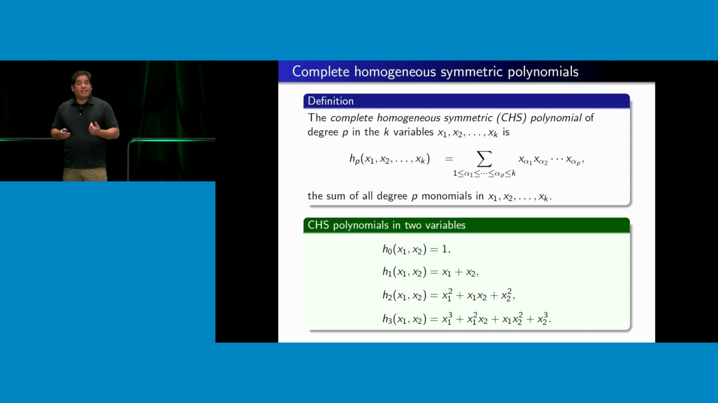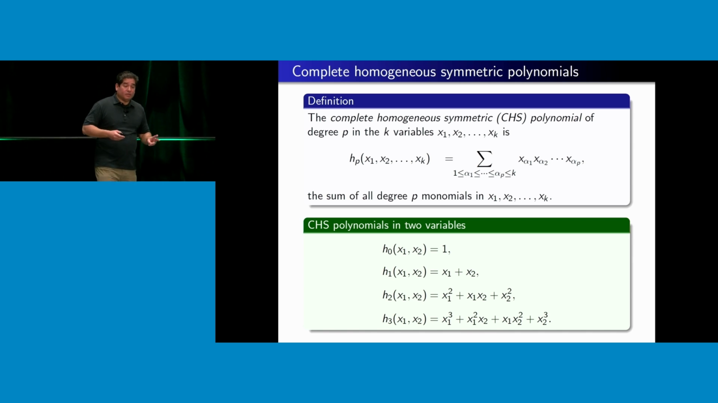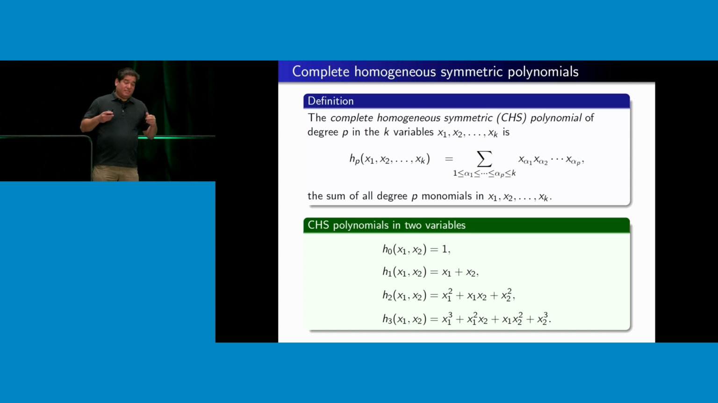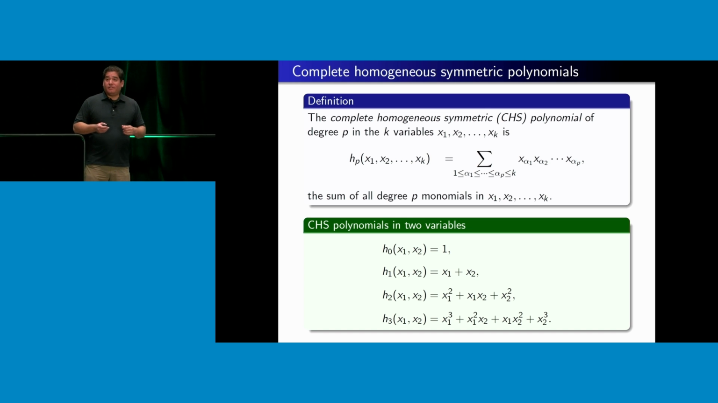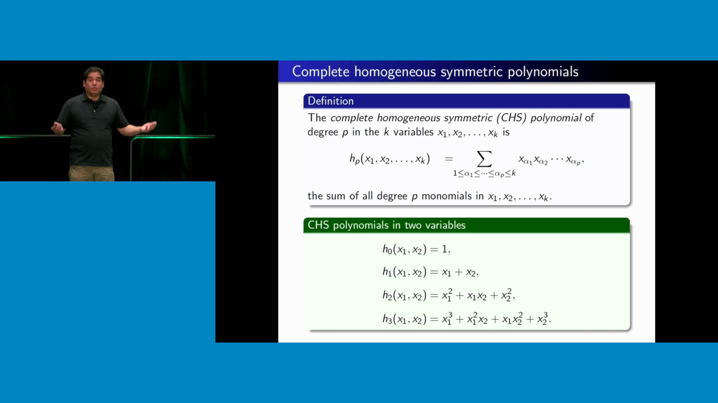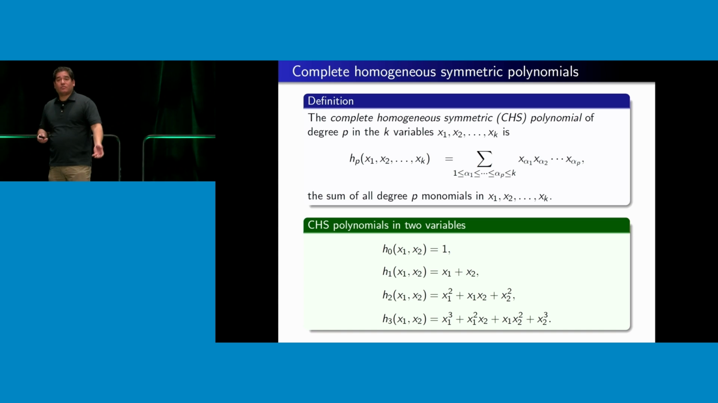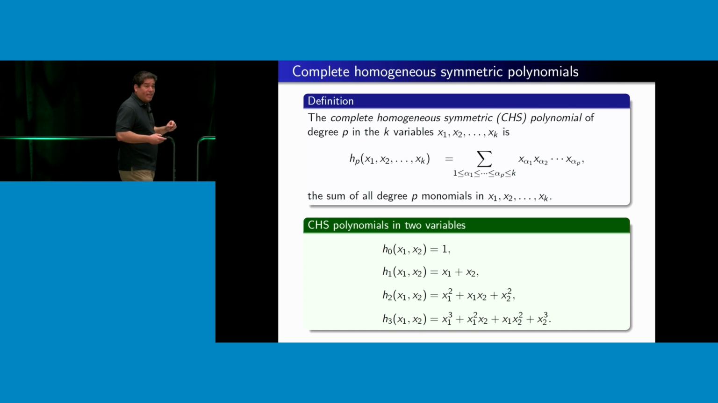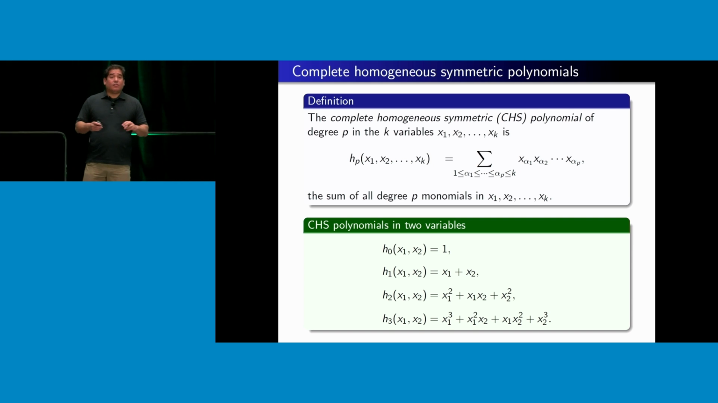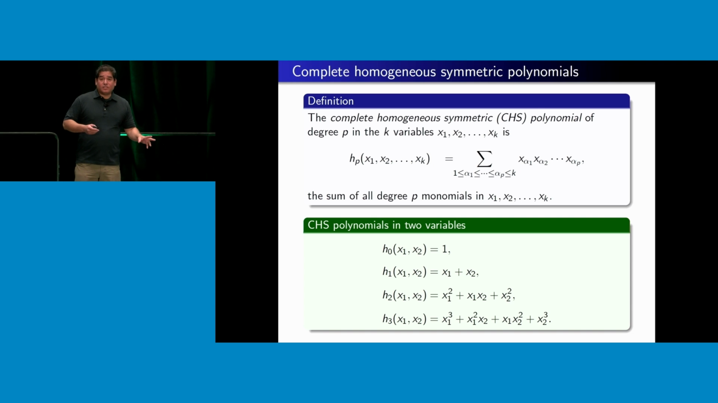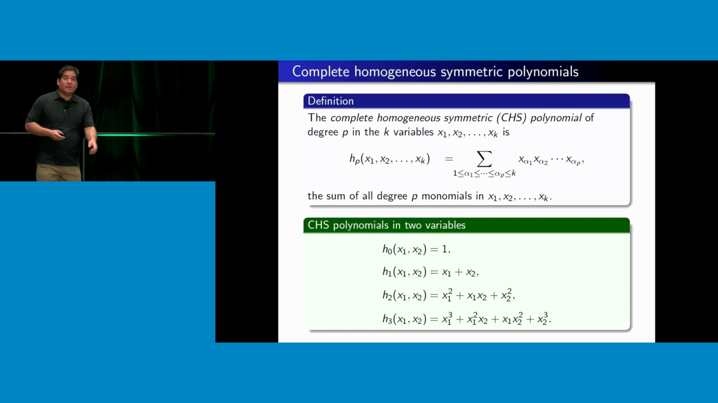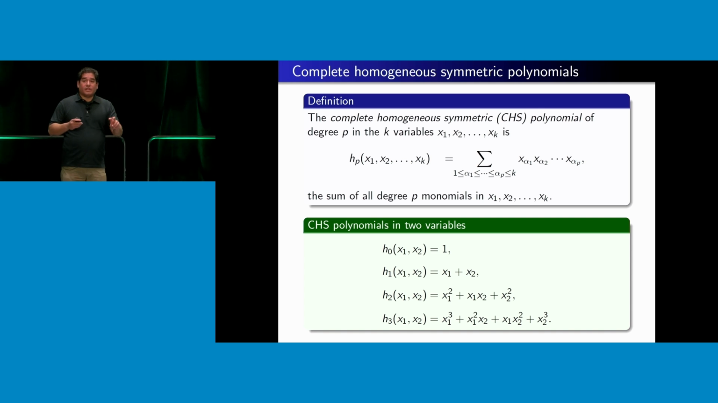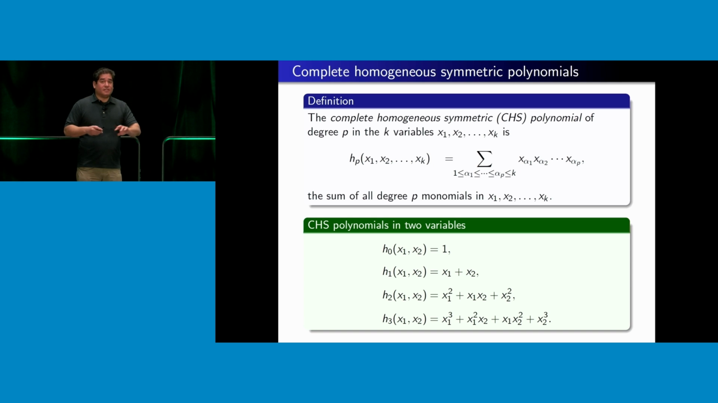Let's take a look at the CHS polynomials in just 2 variables. Well, there's the trivial monomial 1 if I'm looking at degree 0. If I'm looking at degree 1 using 2 variables, there's only 2 monomials, x1 and x2, so I add them up. Here's the interesting point. When I get to degree 2, there are 3 monomials, x1 squared, x1x2, and x2 squared. You notice I'm not counting x2x1 as different, right?